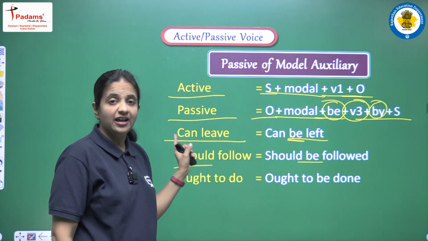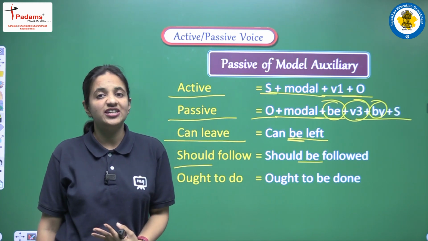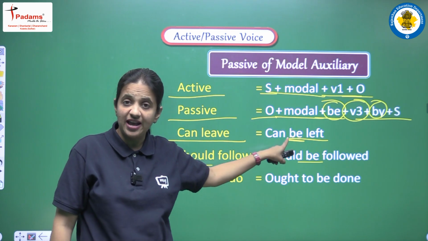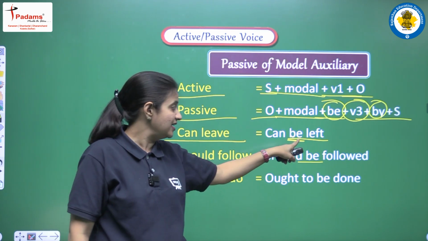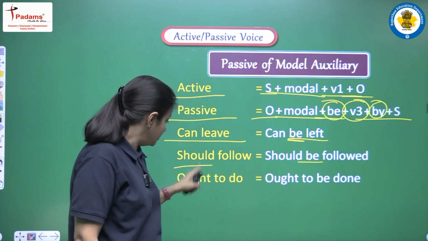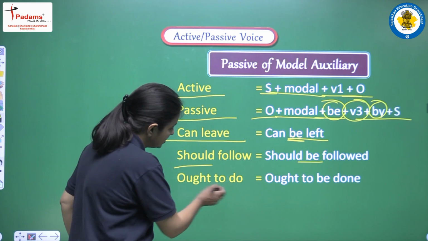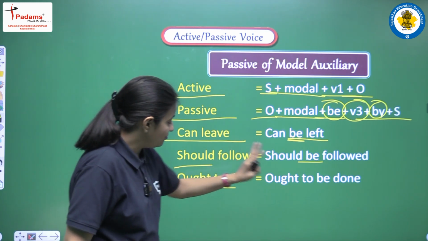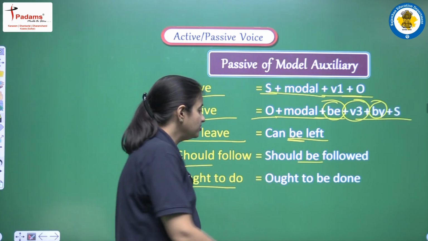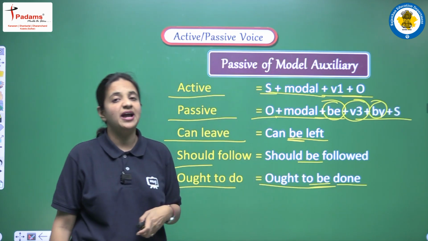Okay, we have not changed can, we have not changed can into could or any other modal. We are using the same can here, but the difference is that now we are adding be with this modal auxiliary. Similarly, here we are having ought to do. So we know that ought to is a kind of modal. So now when we are converting this sentence, with ought to again we have to add be, and the third form of the main verb, that is done.